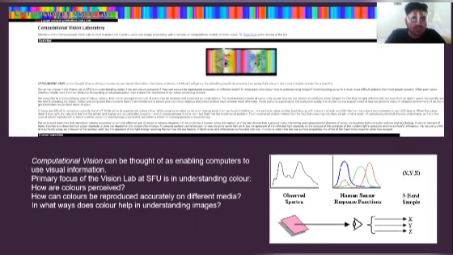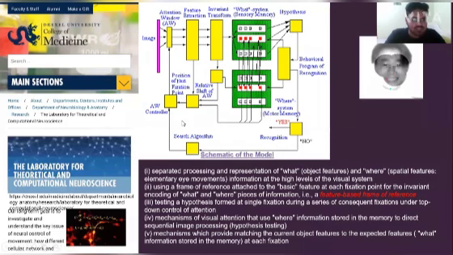And there is another lab, the computational vision laboratory, which is working on the computational model of coloring, how colors are perceived inside our brain. And this is the Drexel college laboratory, which has given this particular model of visual information processing.